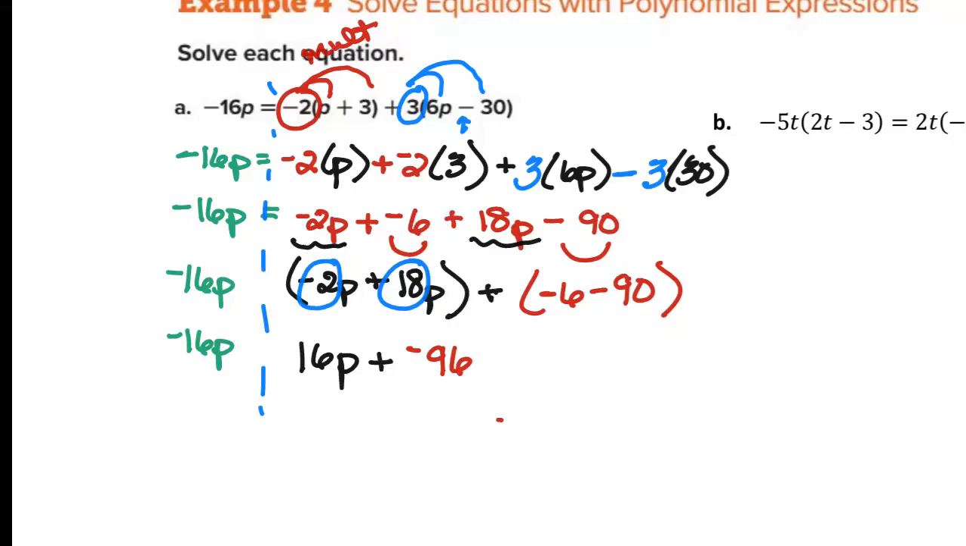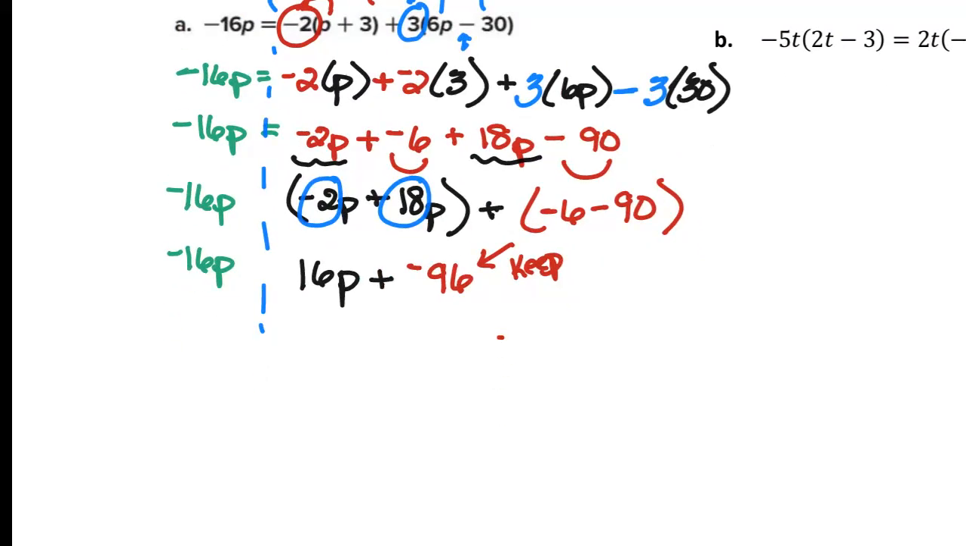Now, this is an equation. What are we trying to solve for here? What's my unknown? P. That's my variable. You're always trying to solve for that variable. So I have my number, negative 96 here. I'm going to keep this here. I need to get my p's all together on the same side. So I am going to move this 16p by subtracting it. And because it's an equation, equations are balanced. Whatever I do to one side, I have to do to the other.